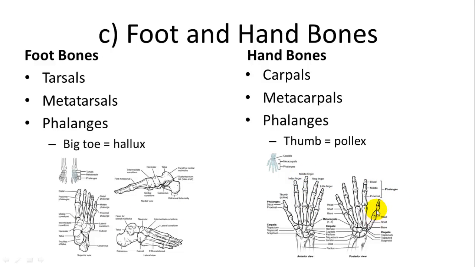The thumb has a specific name as the pollex. The big toe has a specific name as the hallux. And you can see it follows the same pattern here as well. The tarsals, metatarsals, and phalanges.